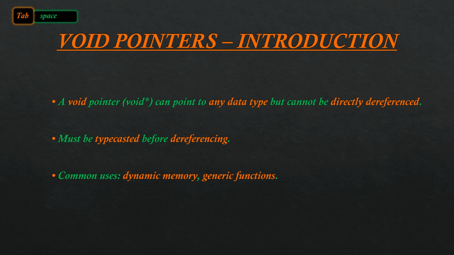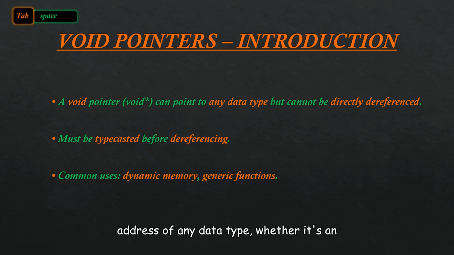In this slide, we explore void pointers, also known as generic pointers. A void pointer is special because it can hold the address of any data type, whether it's an integer, a character, or even a structure. However, the trade-off is that it cannot be dereferenced directly. You must first cast it to the appropriate data type. This makes void pointers very flexible and powerful, especially in cases like dynamic memory allocation and building generic data structures. You will often encounter them in low-level system programming or when building libraries.